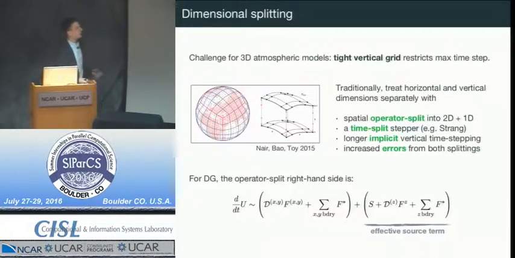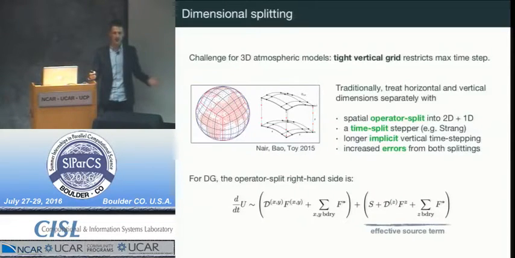Now, whether you're going to use a discontinuous Galerkin method or a different method for your problem, you're going to run into this challenge when you do a three-dimensional atmosphere. This comes about because the atmosphere is very, very thin. It's about 1,000 times thinner than it is wide. So your vertical grid points are going to be super, super close together on the scale of the problem.